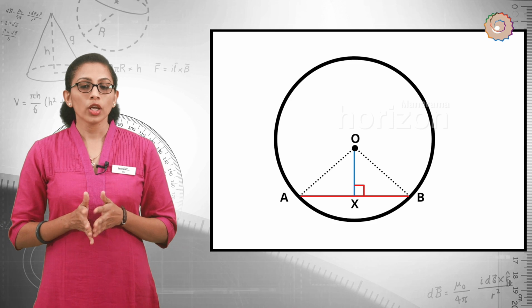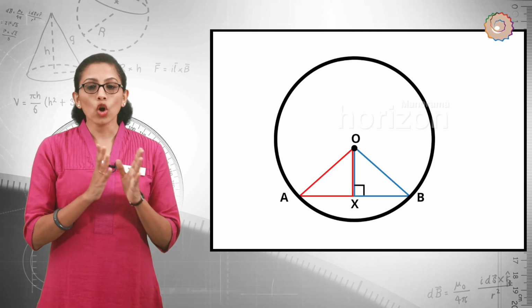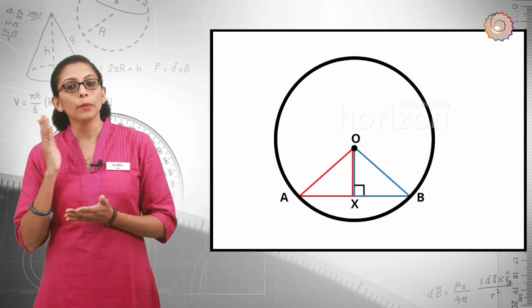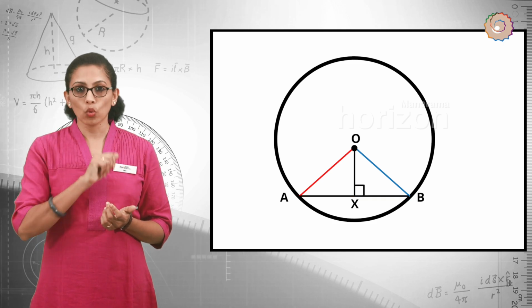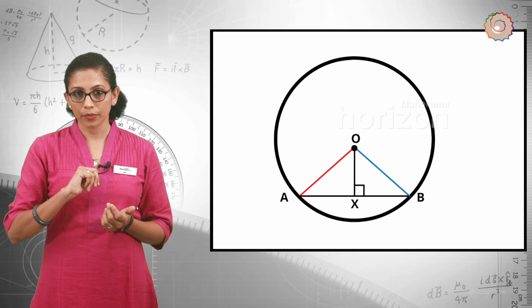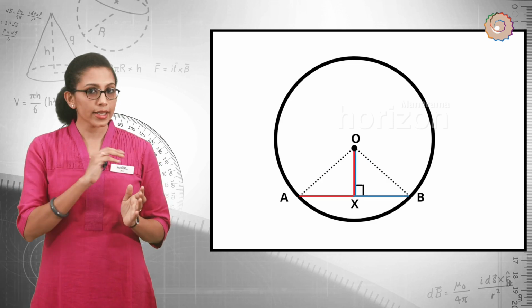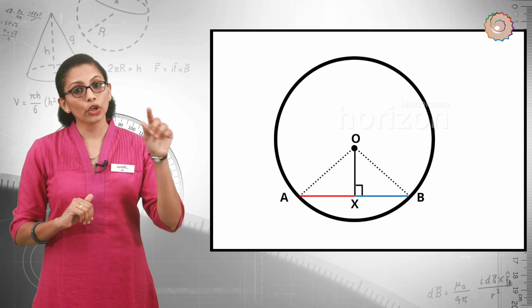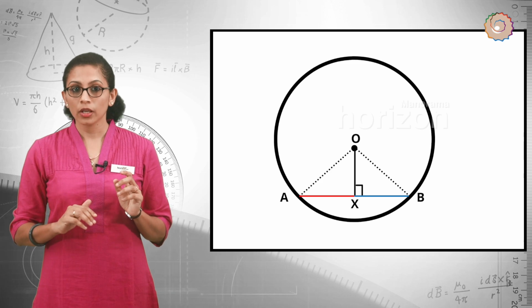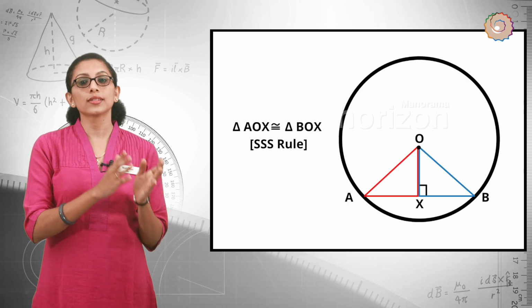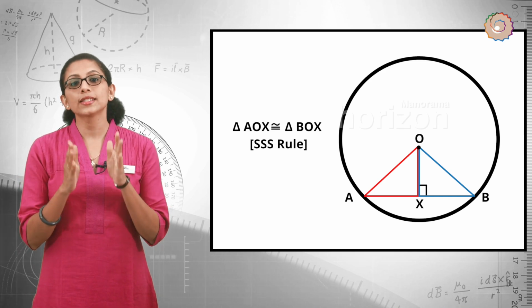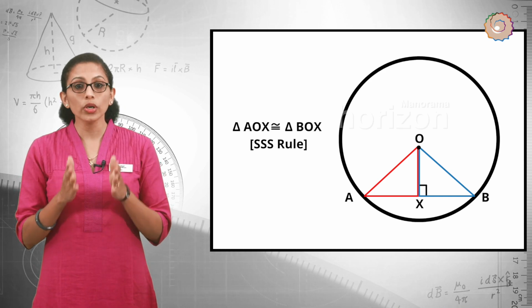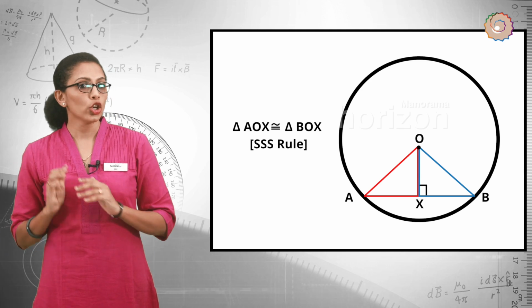Now, we need to prove OX is perpendicular to AB. Let's see the proof. Consider triangle AOX and triangle BOX. There we can see OA equal to OB. They are both radii. Now OX is equal to OX. It's a common side. AX equal to BX. It's already given. And so the triangle AOX is congruent to the triangle BOX by SSS rule.